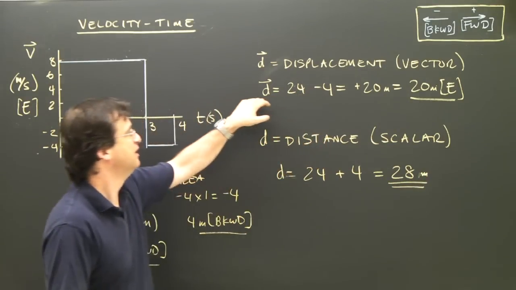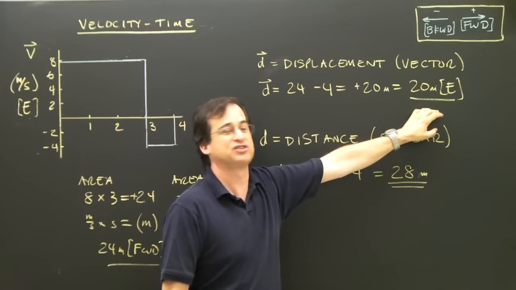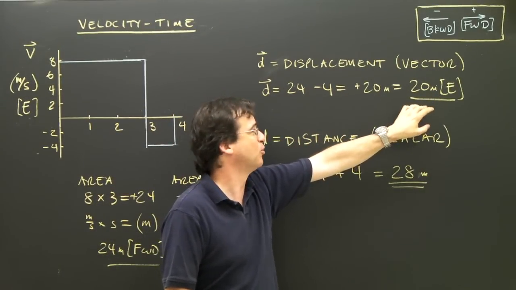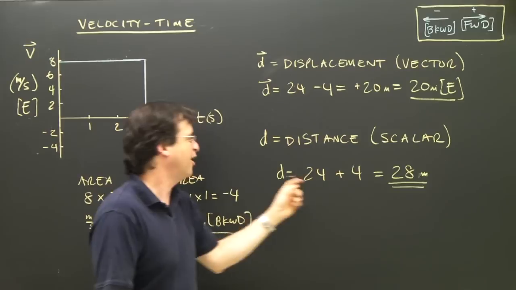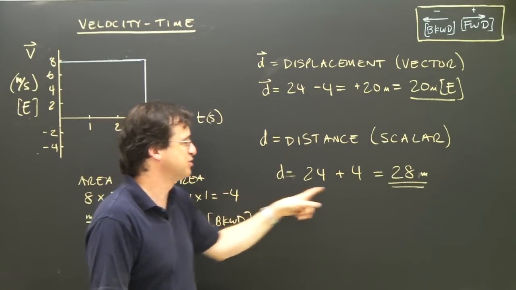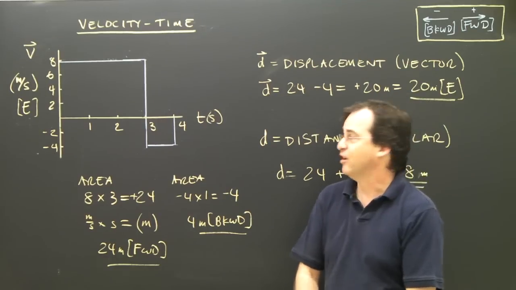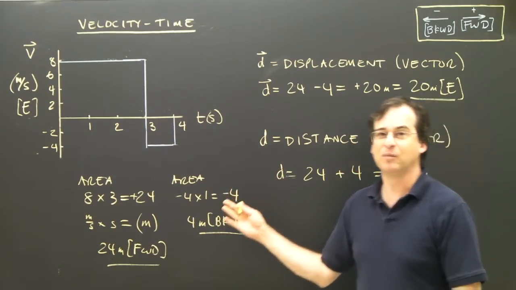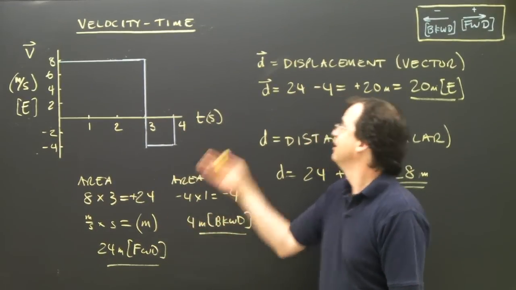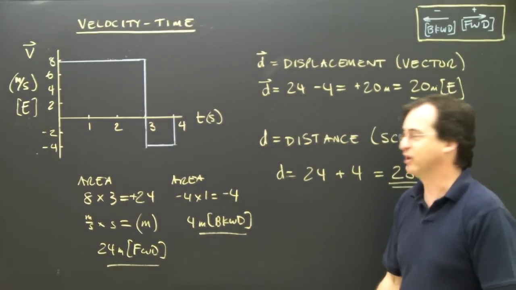So my displacement, I am 20 meters from where I started. I'm 20 meters forward or 20 meters more east than when I started. How far did I actually walk? My total walking was 28 meters. So this is the difference between distance and displacement. Now what we're going to do is look at a more complicated VT graph, take the area of that, and do another calculation like this, just so that we understand it completely.